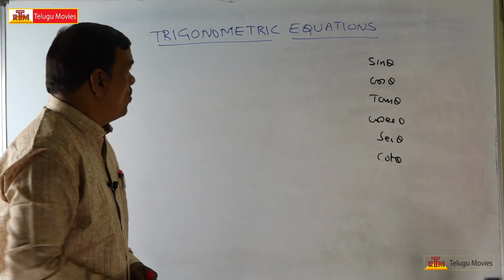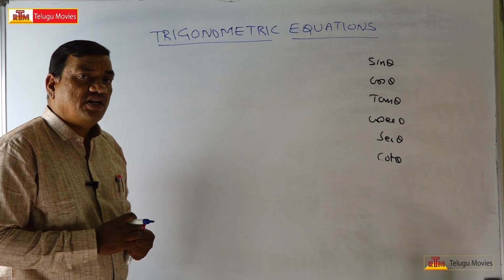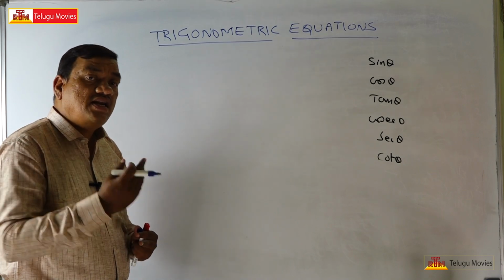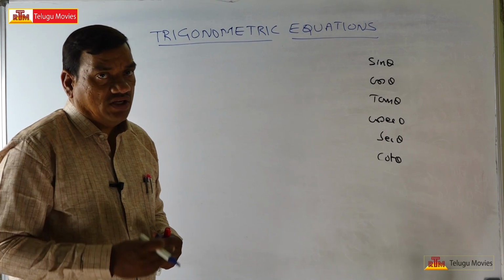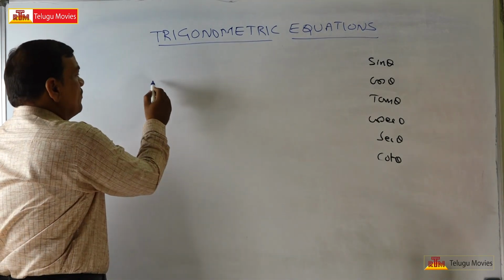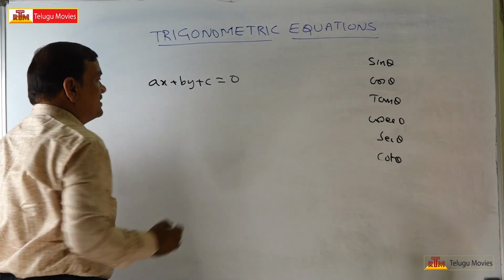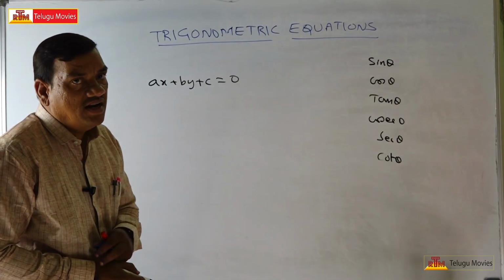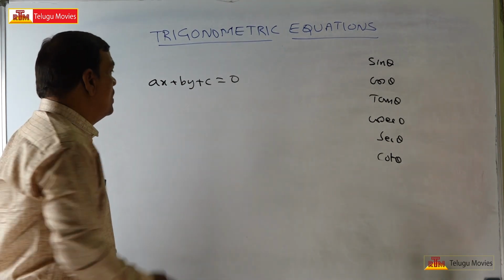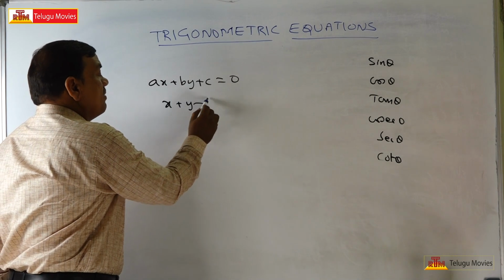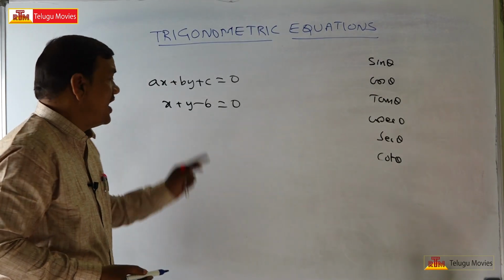Now, what is a trigonometric equation? Before learning this, you know what a linear equation is, what a differential equation is. So linear equation means what? Any equation of the form ax plus by plus c is equal to 0 is called a linear equation in the variables x and y. For example, x plus y minus 6 is equal to 0 is a linear equation in the variables x and y.